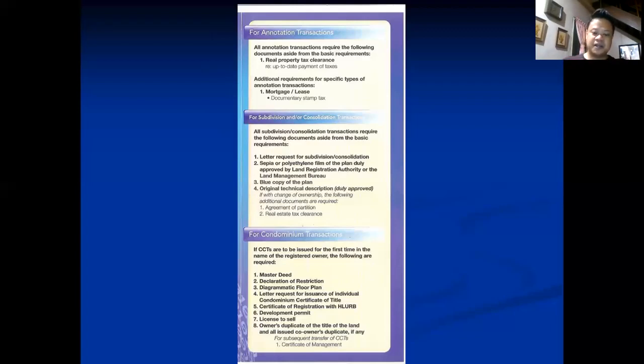The certificate of registration with the HLURB. The development permit. License to sell. Owner's duplicate of title of the land and all issues to co-owners. We will all learn that later. A condominium is a corporation, and it is standing on a piece of land. So you also have to submit the title of the land where the condominium unit is already constructed, erected. So you submit that, and in return, the voluminous condominium certificate of title will be given to you.